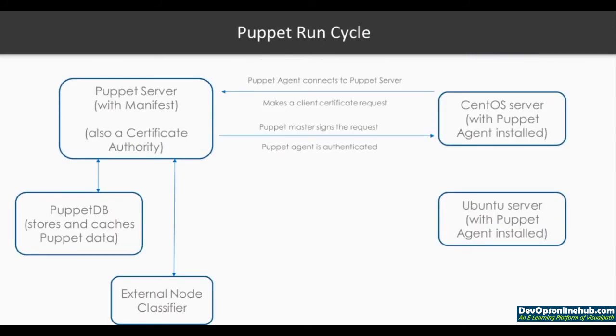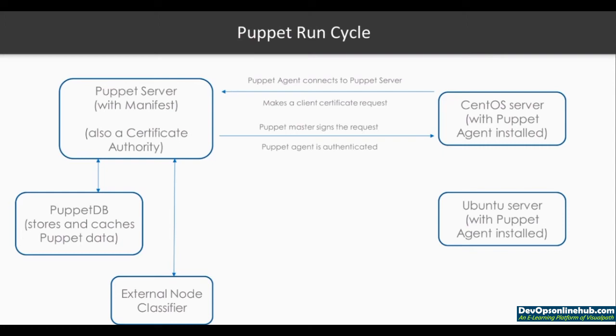Next, we will look at the Puppet run cycle. The Puppet server, which contains the manifests that we have already configured, is also a certificate authority. It is connected to a Puppet DB, which stores and caches Puppet data. It is also connected to an external node classifier or ENC, which is used to fetch node definitions. We have two Puppet agents here. We will demonstrate the communication between one node and the master. However, it must be assumed that the other node will also do the same.